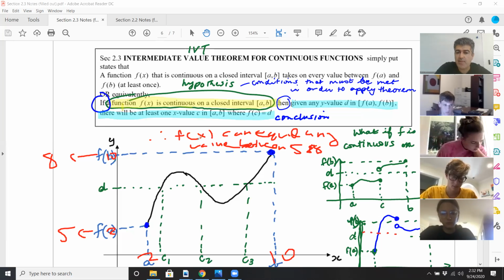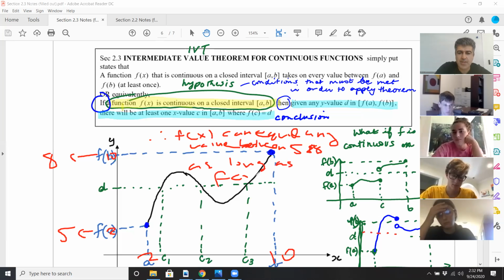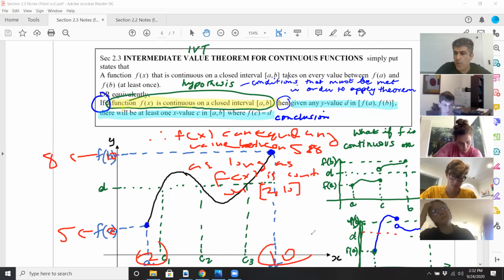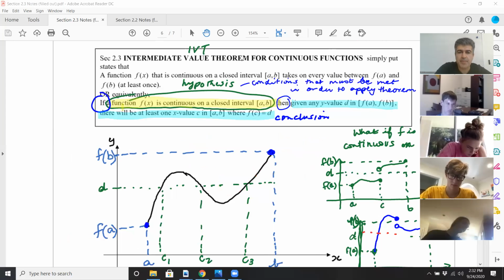Yes, f of x can equal any value between 5 and 8 as long as f of x is continuous on the interval from 5 to 8. Sorry, on the interval from 2 to 10, because remember, I was focused on an interval. Then that can happen. So that is IVT.